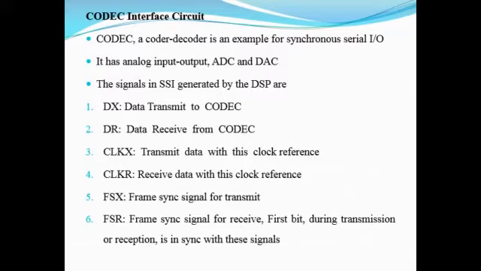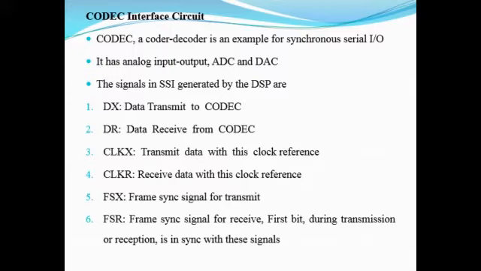Then CLKX is used to transmit the data with this clock reference. So it acts as a clock along with which the data can be transmitted. Normally we consider it as synchronous, so we require a clock reference for both transmission and reception of data. The next one is CLKR, which receives data with this clock reference. So we have transmitted data and received data with a clock reference.